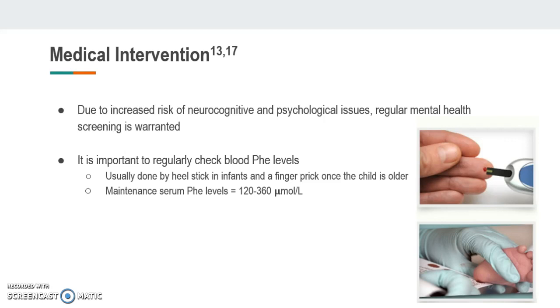It's important for individuals with PKU to regularly monitor their serum Phe levels. The maintenance range for serum Phe is 120 to 360 millimoles per liter. An infant's serum levels are checked by the heel stick, but once the child is older, blood samples will be taken by finger prick. This is important to do regularly, so this will have to be done on a consistent basis. When checking the Phe levels, it is important that they are done consistently, so they should be done at the same time of day and should not be done before eating.